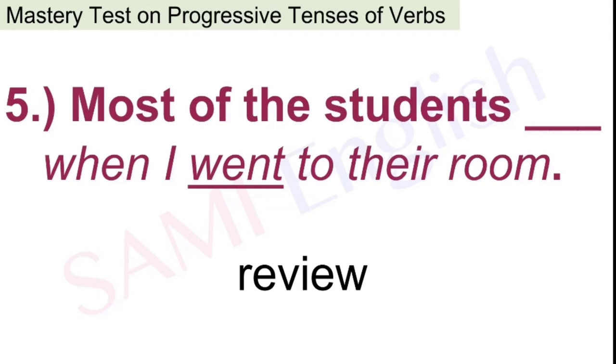Went, simple past. We also discussed that the simple past is the partner of the past progressive tense of the verb. So right there, you will know that the one to use in this sentence is the past progressive tense of the verb. Now, should we use was or were? The subject is the word students and it's plural. So we should use were, okay? Most of the students were reviewing when I went to their room.